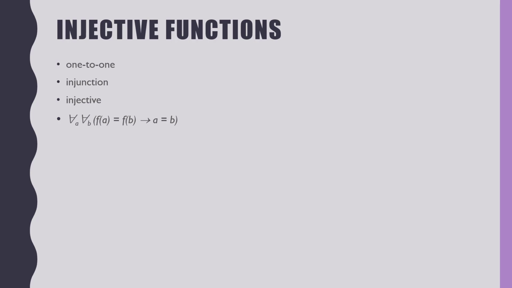Anybody want to try to read that? Little a is equal to little b. Very good. So for all possible values of a and all possible values of b, if f of a equals f of b, then a equals b.